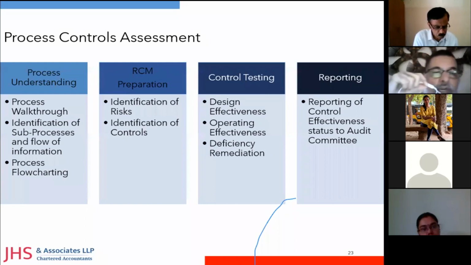We identify what are the sub processes within the main process. We document that in the form of a flow chart. I will show you one example of a flow chart as well. And we then prepare the risk and control metrics.